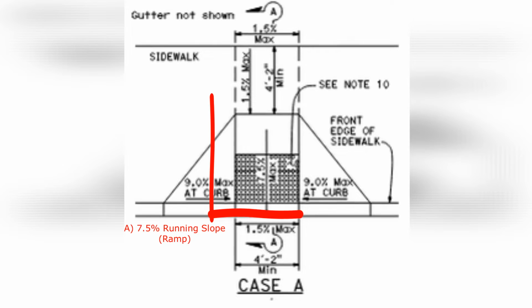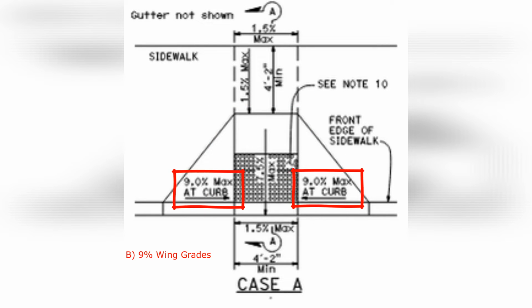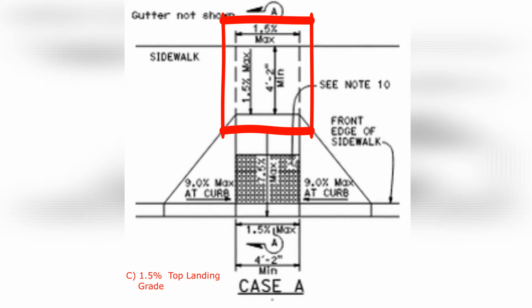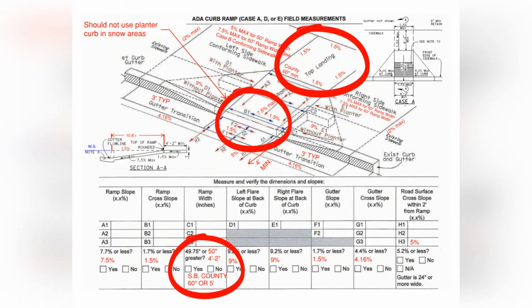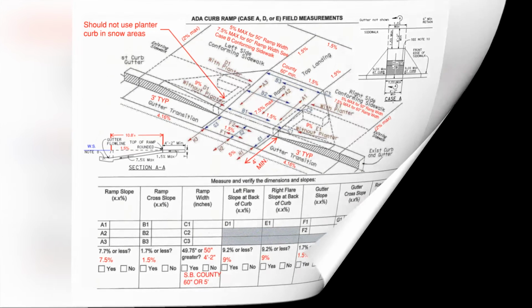The ramp running slope should be designed no steeper than 7.5%. Wings and flares should be designed no steeper than 9%, and your ramp landing should be no steeper than 1.5% in either direction. A Caltrans Case A ramp has a 4-foot 2-inch minimal width. The upper landing is also a 4-foot 2-inch minimal width. We have changed this for all our future designs to 5 feet minimum. As we go through this class, I'll show you the reason why.